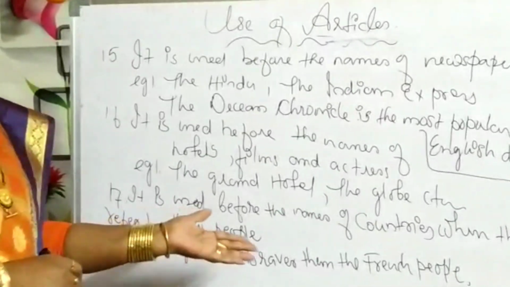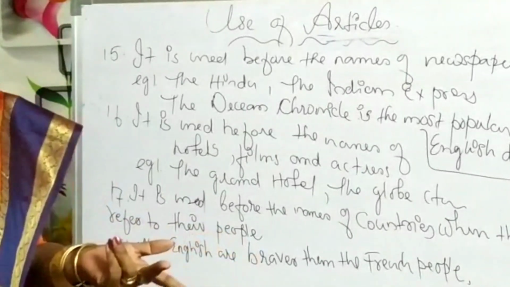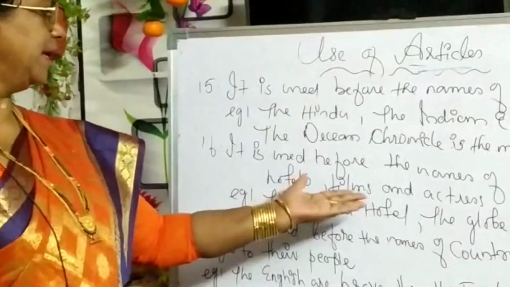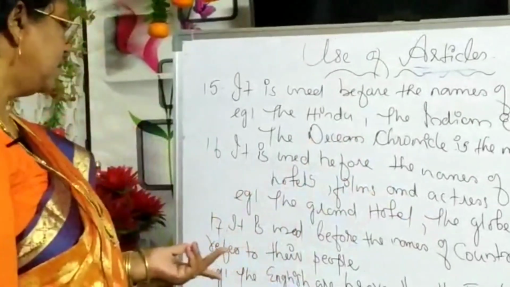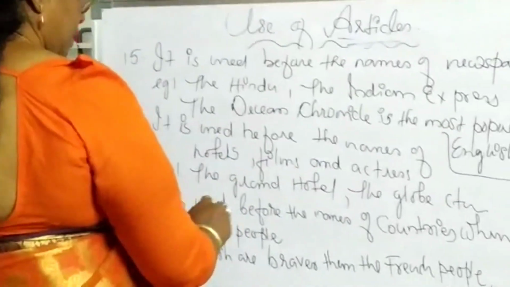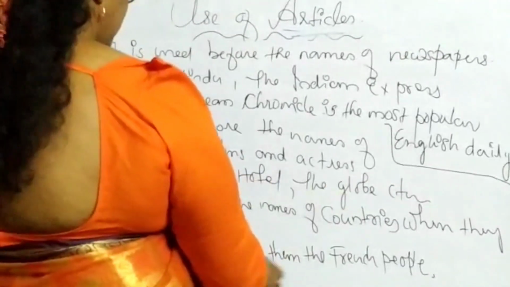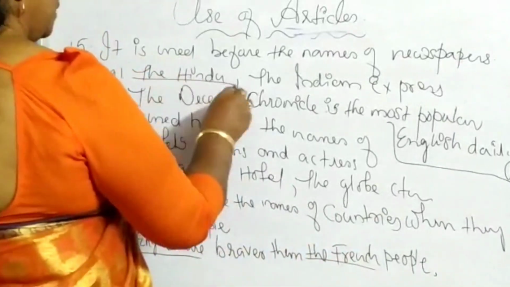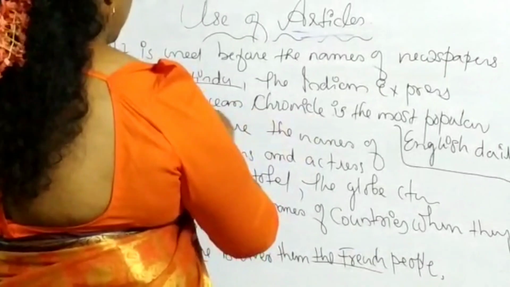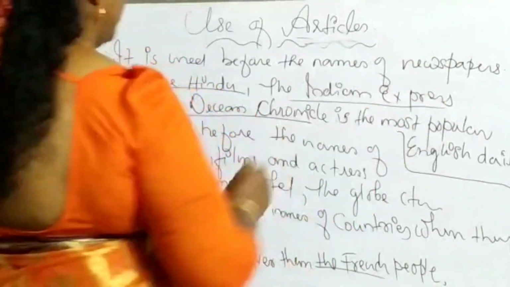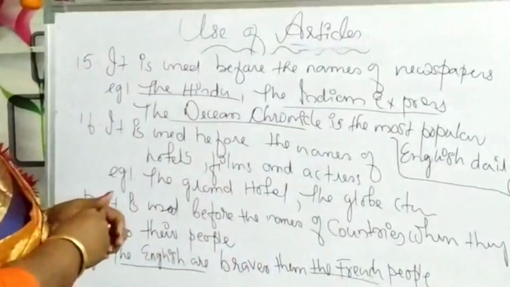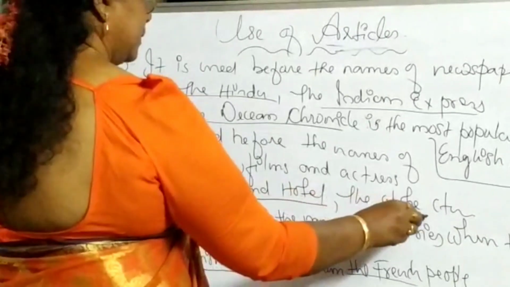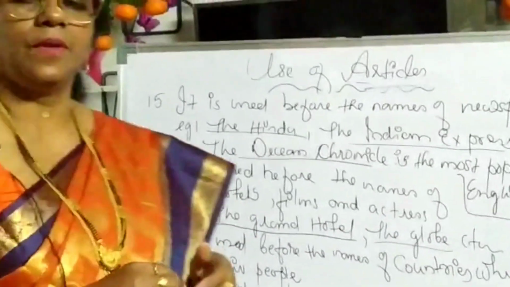Example, the English are braver than the French people. Okay, so here first one, the names of newspapers, then the names of hotels, films and actors, then the names of countries, all will come here. See, the English, the French, the Hindu, the Deccan Chronicle, the Times of India, the Indian Express. Okay, this all will come under this. The Grand Hotel, the Globe, Saral, from this only.